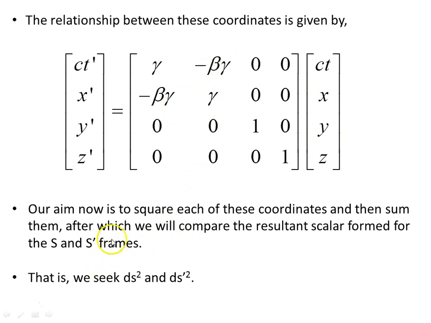Our aim now is to square each of these four coordinates and then sum them, after which we will compare the resultant scalar formed for the S and the S prime frames. That is, we want to see what the space-time interval ds squared and ds prime squared produces for both frames. An observer in frame S seeks ds squared, the observer in frame S prime seeks ds prime squared, and then we'll compare them.